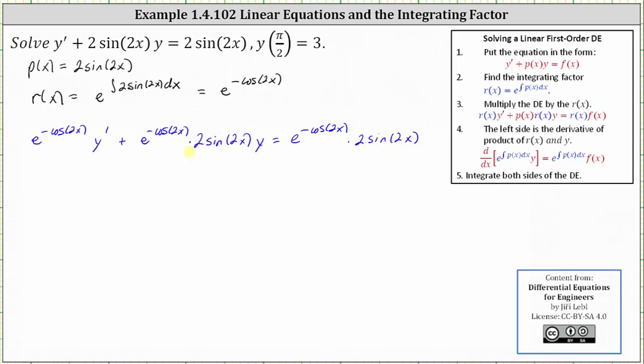Now the left side of the equation is equal to the derivative of the integrating factor and the dependent variable y. We can write the left side as the derivative with respect to x of, again, the integrating factor times y. And let's write the right side as 2 sine 2x times e to the power of negative cosine 2x. And now we integrate both sides of the equation with respect to x.